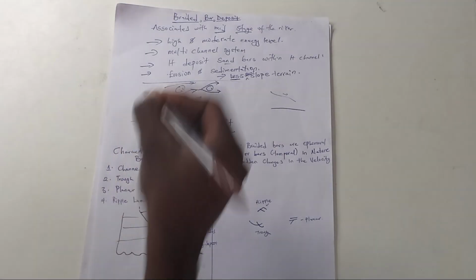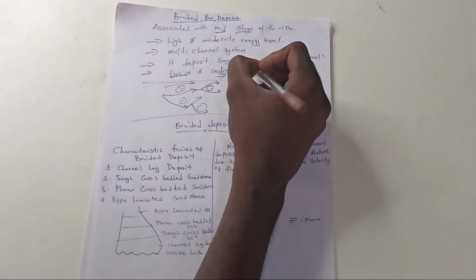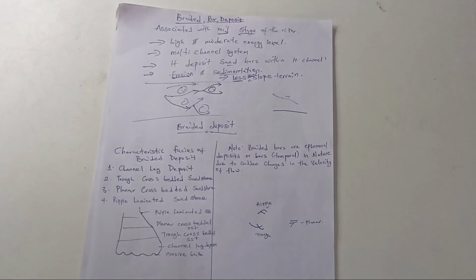So here you have both erosion and sedimentation. Because of the high energy level of the early stage of the river, there is not really any sedimentation like that. Erosion is the more active and predominant activity there. But in the mid stage of the river, we have erosion and sedimentation also.